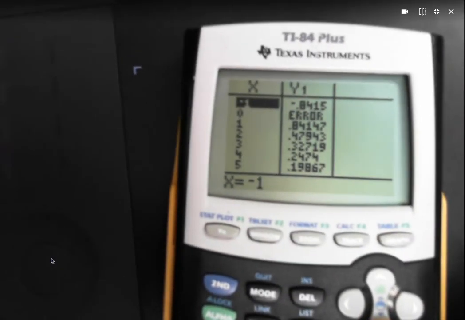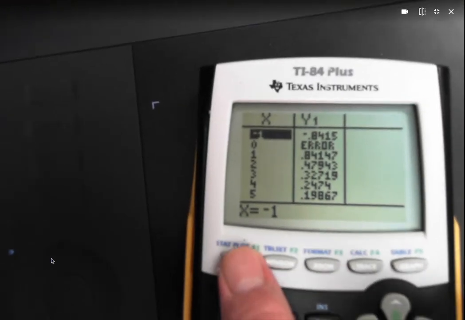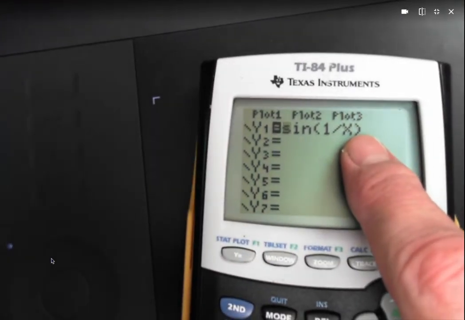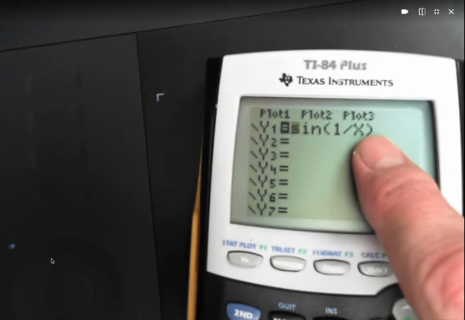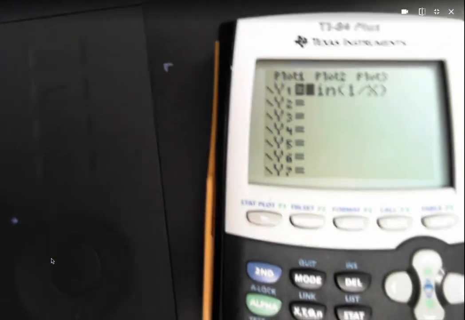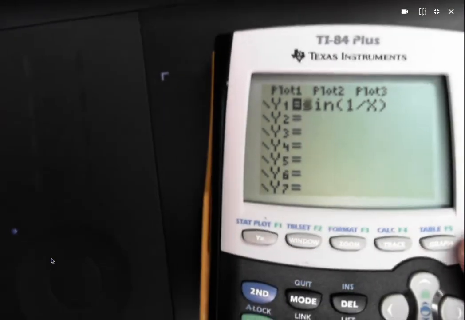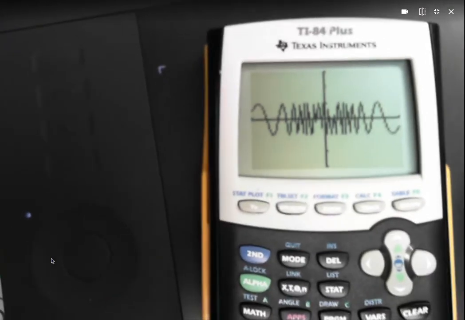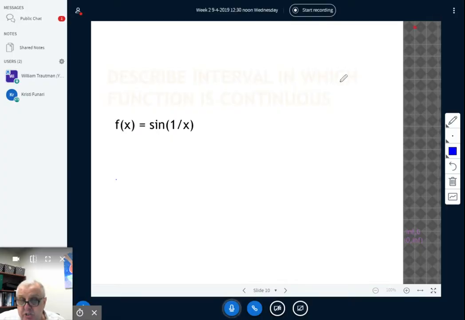There's an error at 0. And the reason why there's an error at 0 is that you can't put 0 in the bottom of that fraction. So there is definitely a discontinuity at 0. So where is this function continuous? This function is continuous everywhere except 0. That's what they just wanted you to talk about. It's really hard to visualize that unless you went to your table and saw the x values that I just looked at.